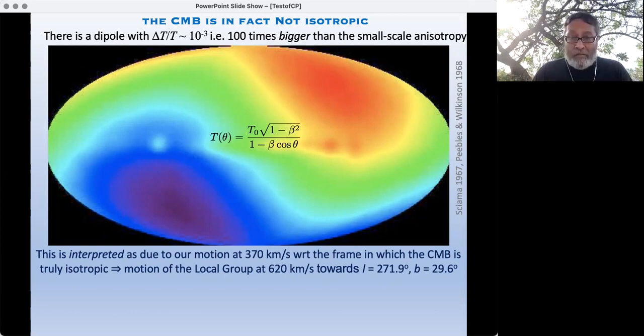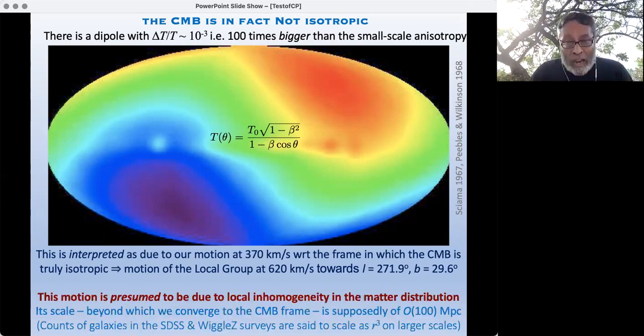However, we are not in that frame. And the first question you should ask is, if the universe is isotropic and homogeneous, then why are you moving? Because every point should be equivalent. Now, the answer to that is, of course, we have grown up, we realize that we are not perfectly homogeneous and isotropic. There are fluctuations, and there could be some local thing that is pulling us.